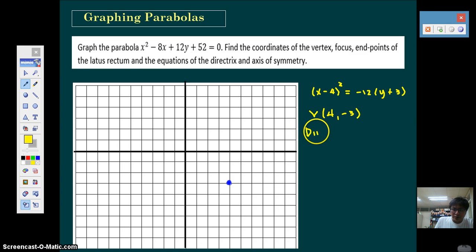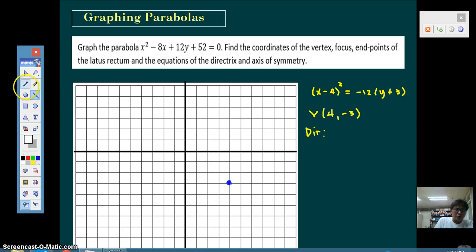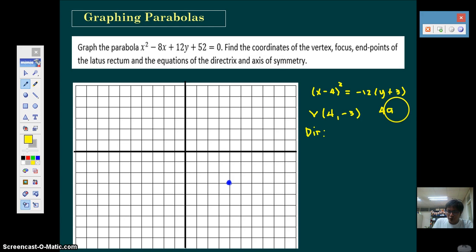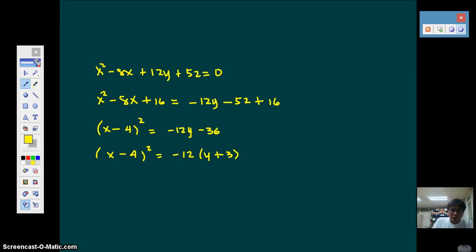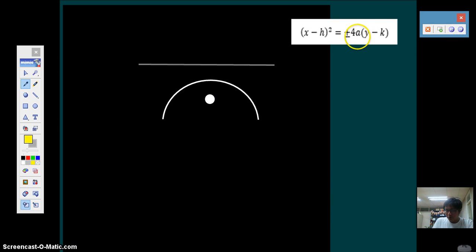Now the directrix. The directrix is the line above the point. And how many units away from the vertex? We know this is 4a, and 4a is equal to 12. Therefore a is 3. Remember that in the standard form, the sign of 4a will only tell you the orientation of the parabola, whether it opens upward or downward, in this case.